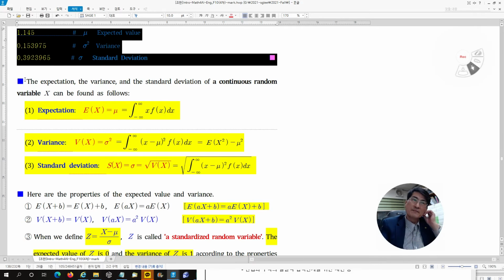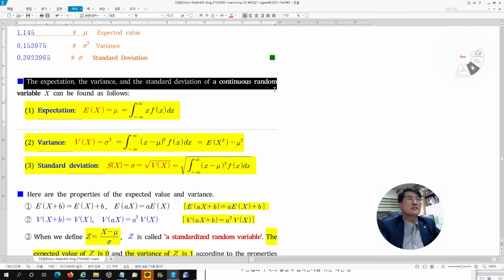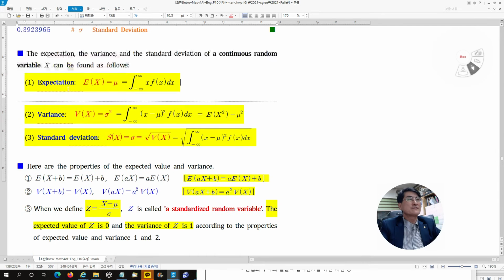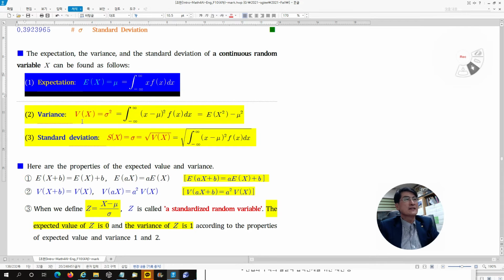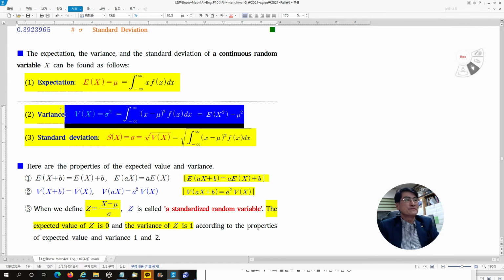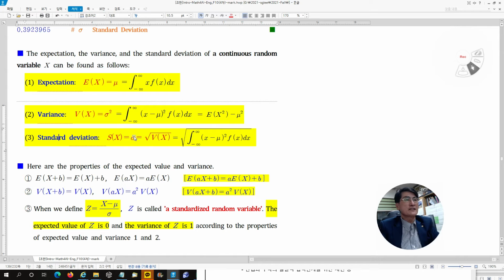The expectation, variance, and standard deviation of a continuous random variable x can be found as follows. Since it's a continuous function, instead of summation we use the integral. So expectation mu is the integral from minus infinity to infinity of x times f of x dx, and sigma squared, the variance, is the integral from minus infinity to infinity of (x minus mu) squared times f of x dx, which is E of x squared minus mu squared. And standard deviation sigma is just the square root of the variance. So same.